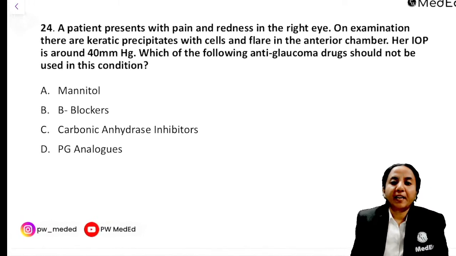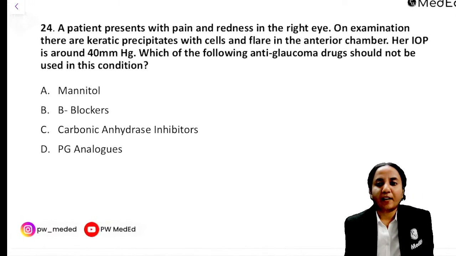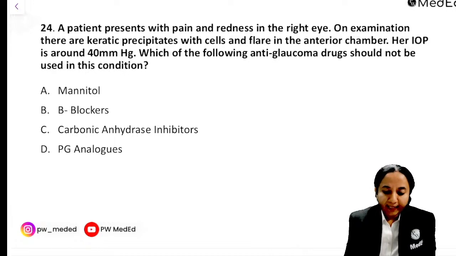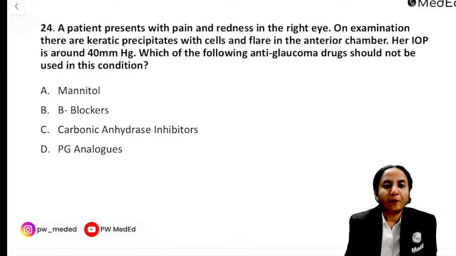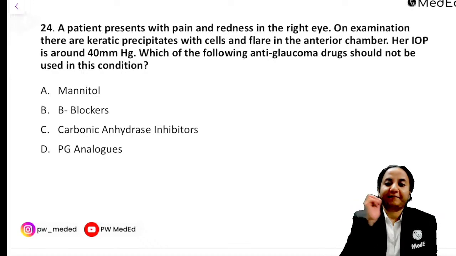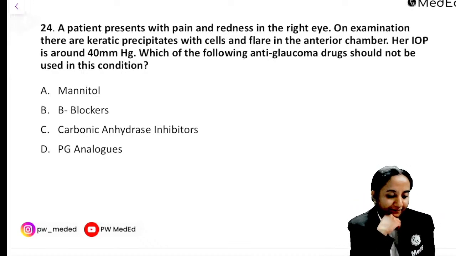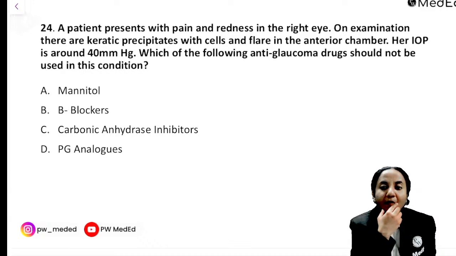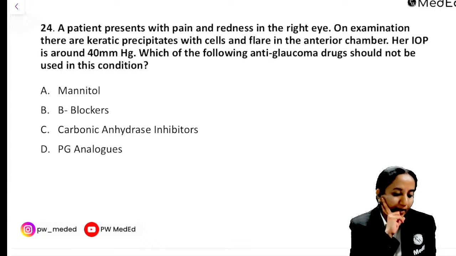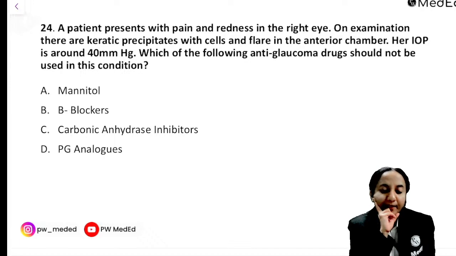A patient presents with pain and redness in the eye. On examination, there are keratic precipitates with cells and flare in the anterior chamber, and the IOP is around 40 millimeters of mercury. Which of the anti-glaucoma drugs should not be used in this patient? Let us see who knows the answer to this question.